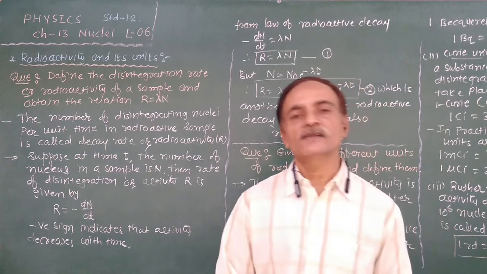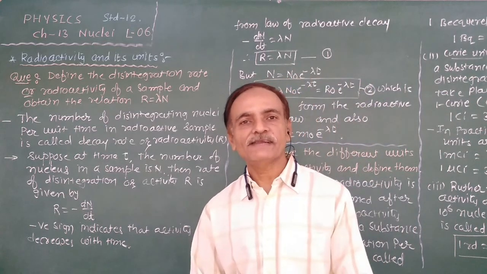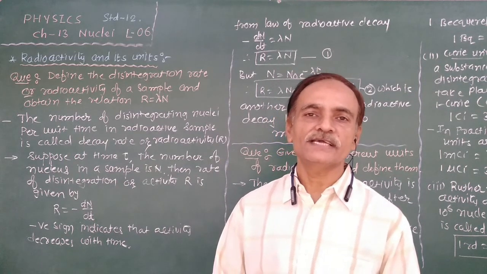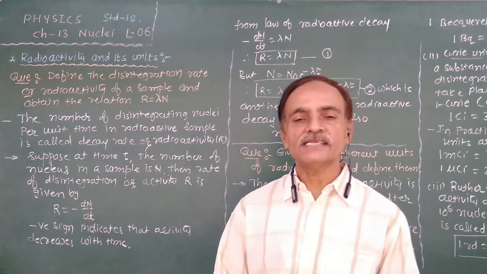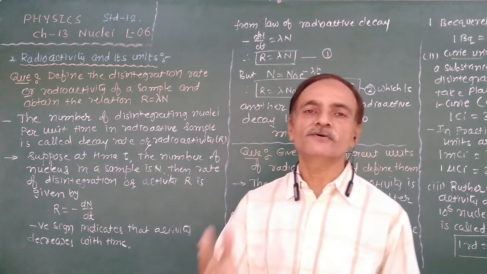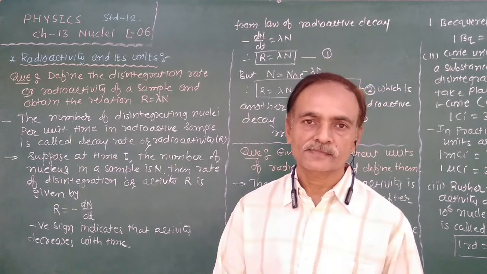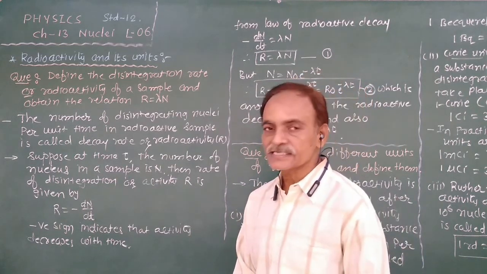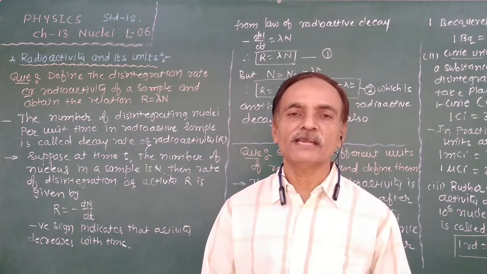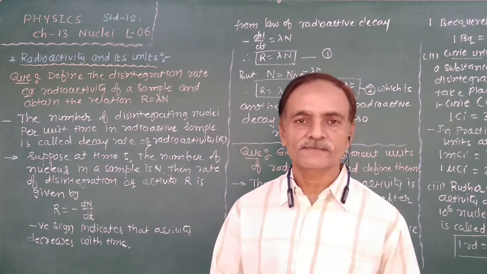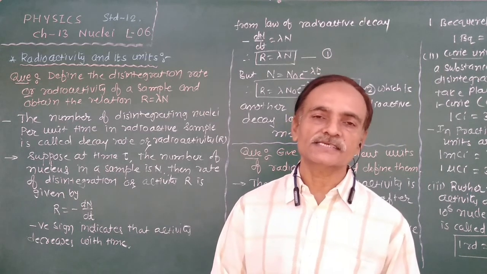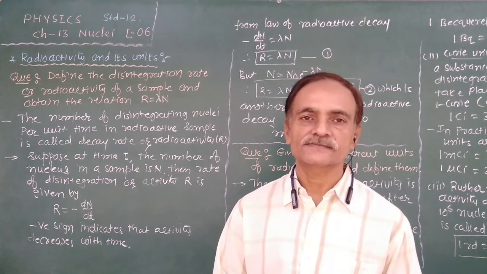And also I mentioned at the last, the activity at time t of a radioactive substance, I, is equal to I0 e^(-λt). This equation is also written in terms of the mass: M is equal to M0 e^(-λt). According to the NCERT book, the activity of a radioactive substance is denoted by capital R instead of I. Therefore, R is equal to R0 e^(-λt), which we are going to discuss.